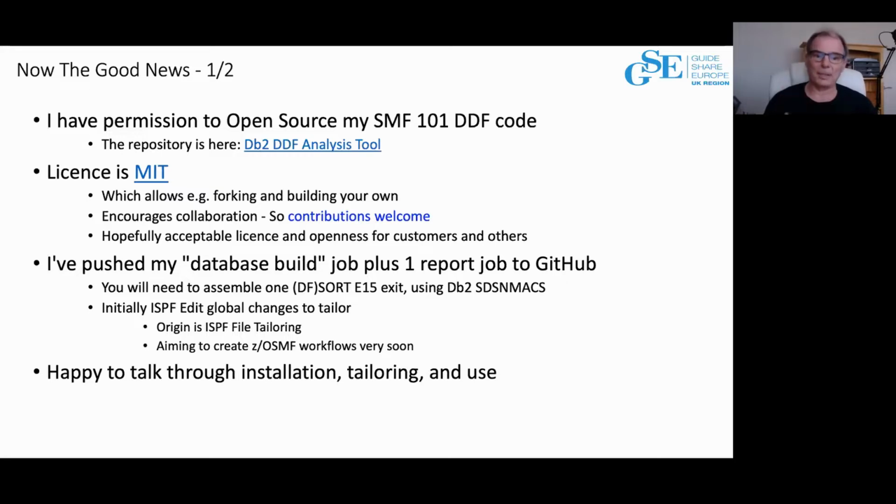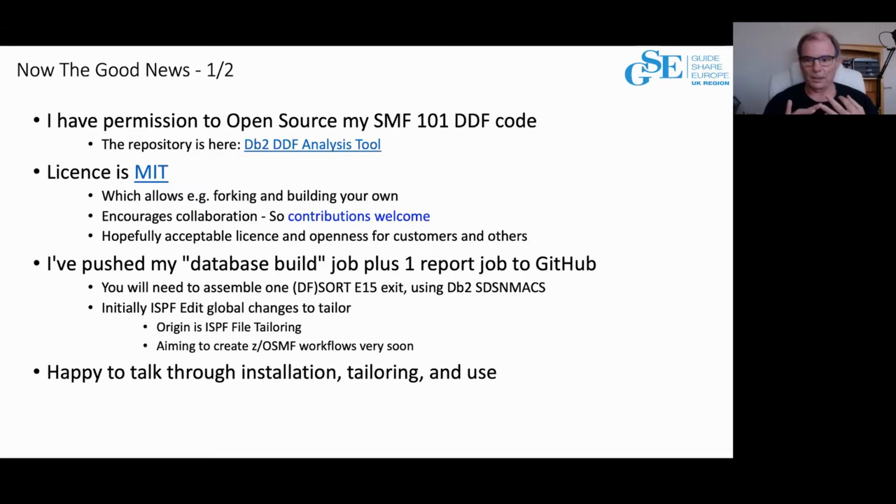That means you can fork the stuff, you can build your own, you can collaborate and contribute to this. So I really personally am welcoming contributions to this project if you want to do it. Hopefully the license being MIT is acceptable, and the openness factor of this is acceptable for customers to use this and other vendors and consultants and whoever. My experience with open source projects is you never know who's going to walk in and contribute, if anybody, or use it, and that's fine. So hopefully it's stuff you can use, and if you like it, you can contribute.